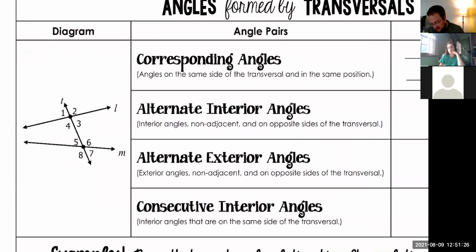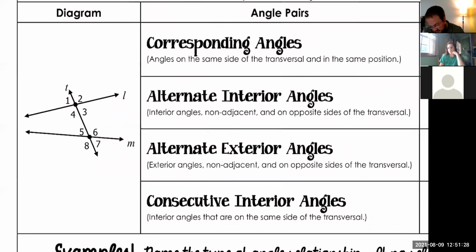So the first one, I'll zoom in a little bit. If we take a quick look at this diagram here, again, we have lines L and M being intersected by transversal T. Here at the top, where T and L intersect, we have 4 angles labeled 1 through 4. Where T and M intersect down here at the bottom, we have 4 more angles labeled 5 through 8.